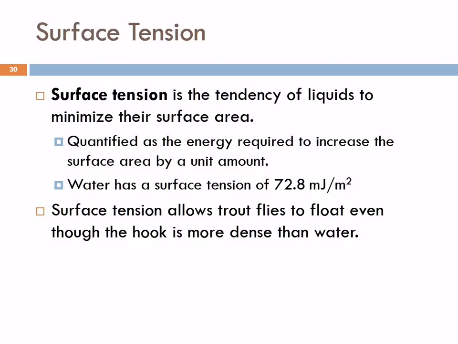Surface tension is the tendency of liquids to reduce their surface area. So they can quantify it. It's the energy required to increase the surface area by a specific unit amount. If you're interested, water has a surface tension of 72.8 millijoules per square meter. That probably means nothing. But the surface tension allows trout flies to float, even though the hook is more dense.